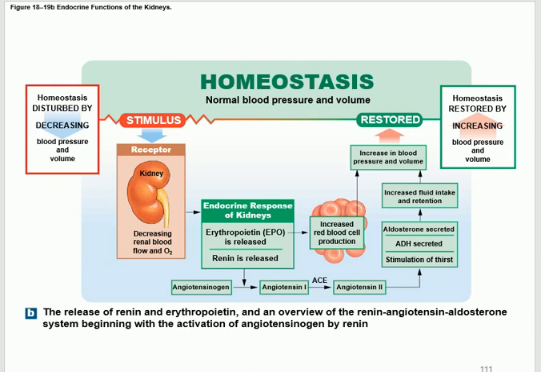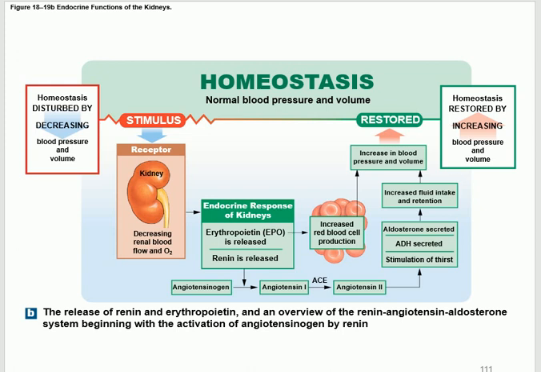This is what I was talking about. So EPO, erythropoietin, that's one. Number two, calcitriol. And number three is an enzyme, not a hormone. And this enzyme is renin. Here is renin. Angiotensinogen comes from the liver.